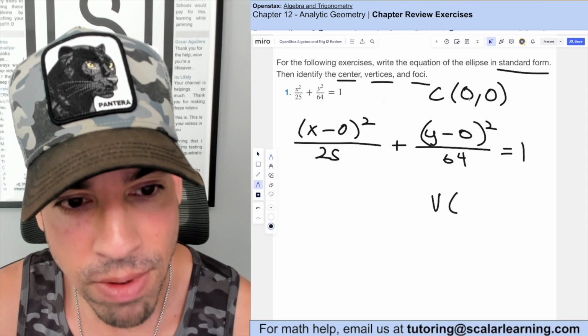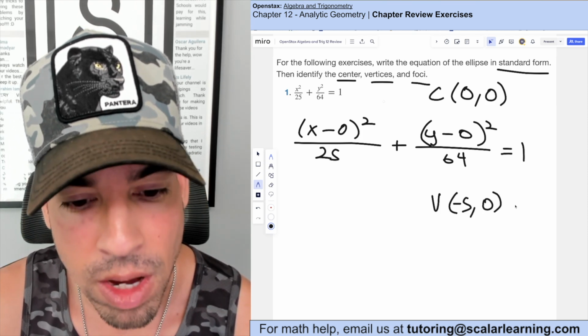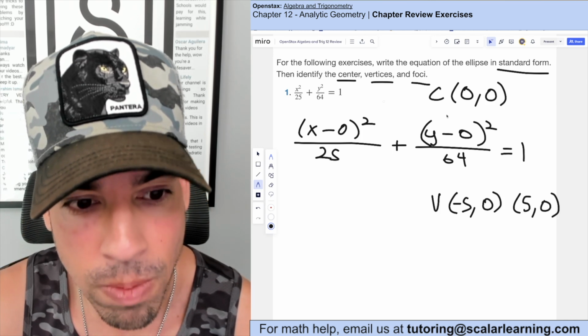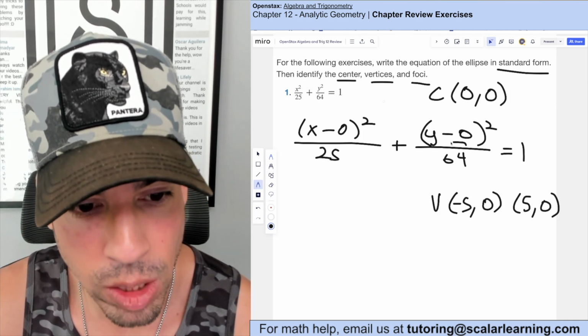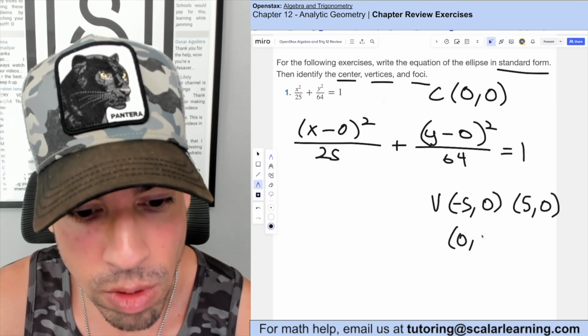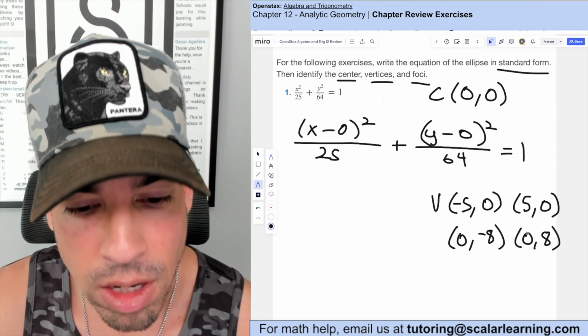So it would be 5 to the left of 0, which is negative 5, 0. We leave that y value the same. And then we got 5 to the right, which is positive 5, 0. Then going back to the center, we go up and down by the square root of 64, which is 8. So we've got 0, negative 8 going down, and 0, positive 8 going up.